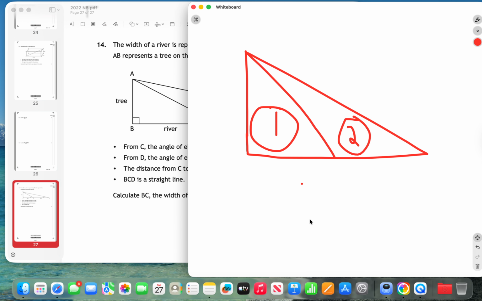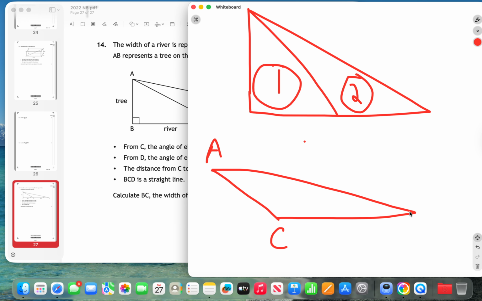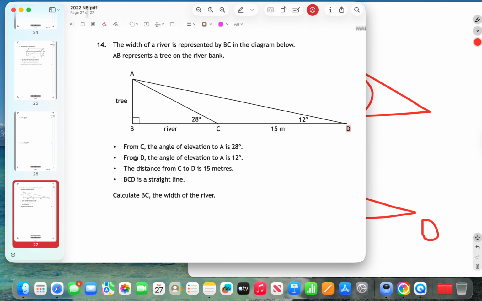So having a look at triangle 2, is this one, and we'll use the letters A, C and D. What's going to happen in this one is that if we can find the length AC, then we can use right angled trigonometry to then find BC. The first thing we want to do is find AC.